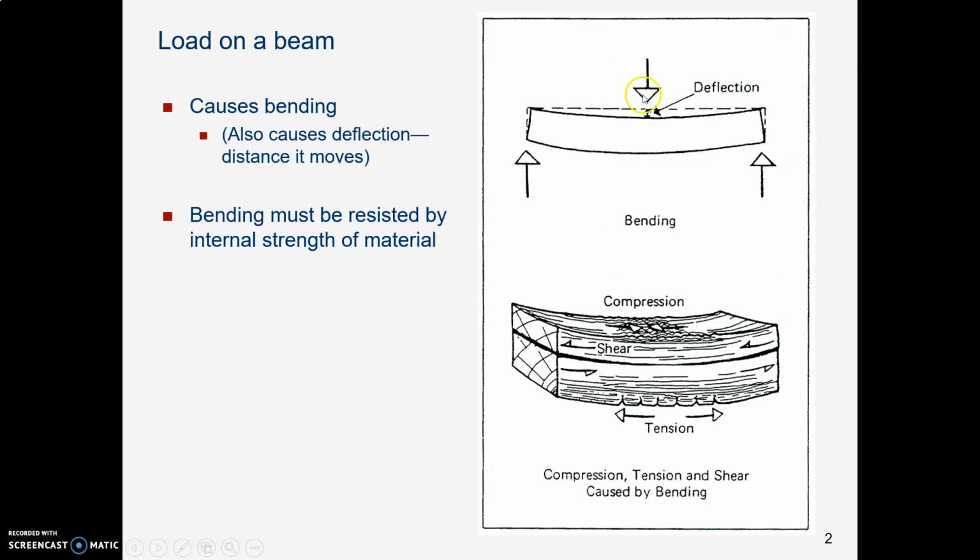When you put a load on a beam, when you put a force on a beam, it causes a couple of things. It causes deflection, which is the distance that it moves down, but that's caused by bending. There are bending stresses in here, and those stresses have to be resisted by the material so that the thing doesn't come apart.